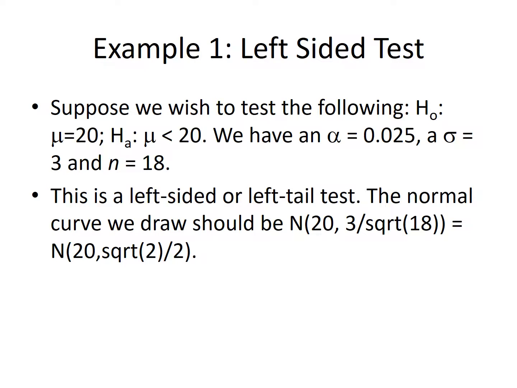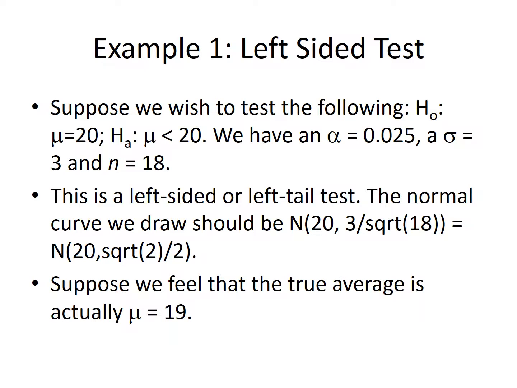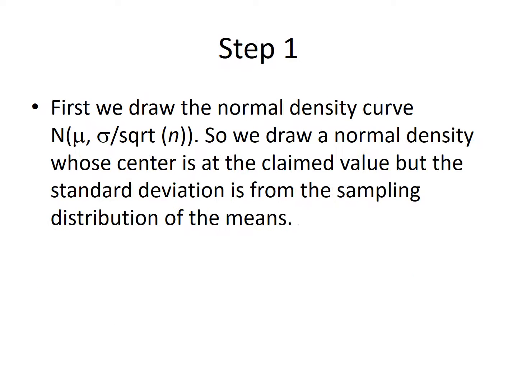This is a left-sided or left-tail test. The normal curve we draw should be normal, centered at 20, with 3 divided by the square root of 18 as the distribution curve. And we simplified here by saying that it is normal, centered at 20, with square root of 2 divided by 2 as the standard deviation for this particular curve. Suppose we feel that the true average is actually 19.